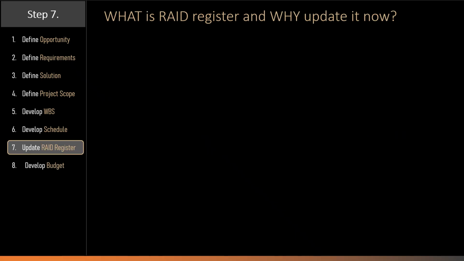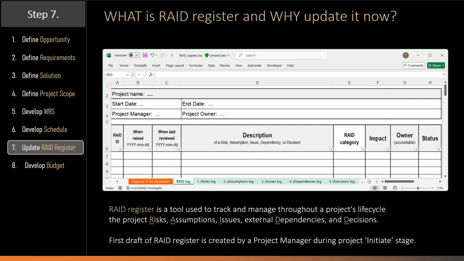What is a risk register and why update it now? As you already know, a risk register is a tool used throughout the project lifecycle to track and manage project risks, assumptions, issues, dependencies, and decisions that might impact project objectives.